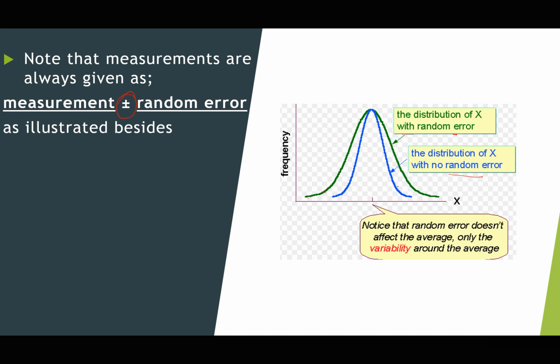making values to scatter around the true value, but the average, you notice that the peaks are coincident here. So the average is not affected. So a random error does not affect accuracy because it does not affect the average. It only affects precision. That's why you see the range has actually increased, but the average value is actually the same. A random error does not affect accuracy, it simply affects precision.